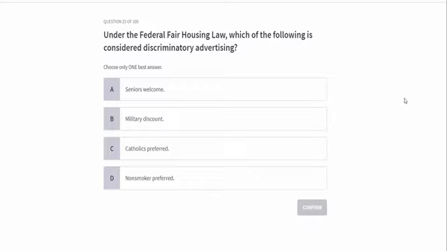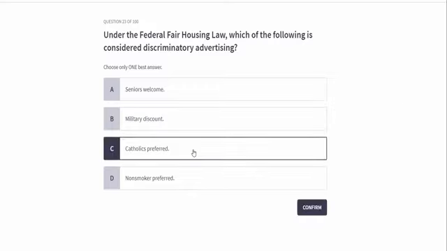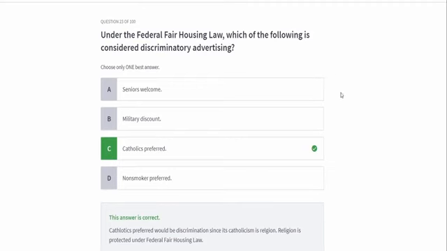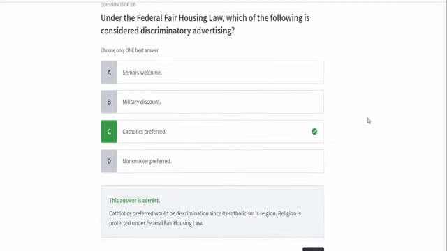Alrighty, so hopefully you guys came up with your answer on this one. What is our correct answer? Well, it's going to be C. It is Catholics preferred. Okay, so why is this discriminatory advertising? Well, a couple things to unpack here.